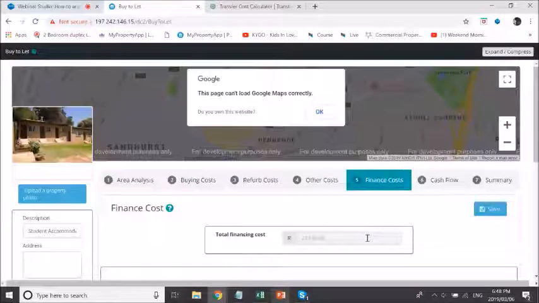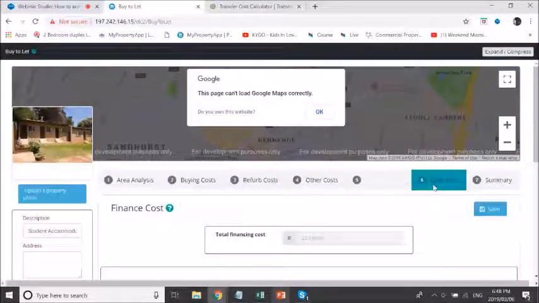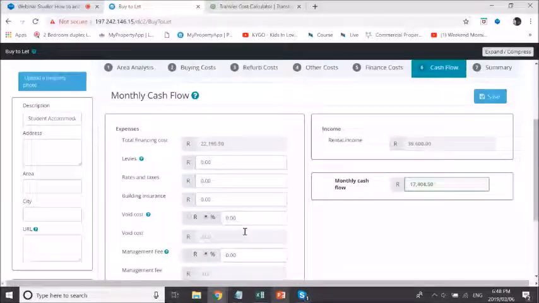Okay, so we've gone through all those steps. Now we need to go and work out, does the cash flow make financial sense? Step number 6. So the rental is 39,600. The expenses are 22,200. Levies on this property would be zero because it's a freestanding house, and levies are only applicable to estates, where there are shared services. The rates and taxes for this one is 1,200.